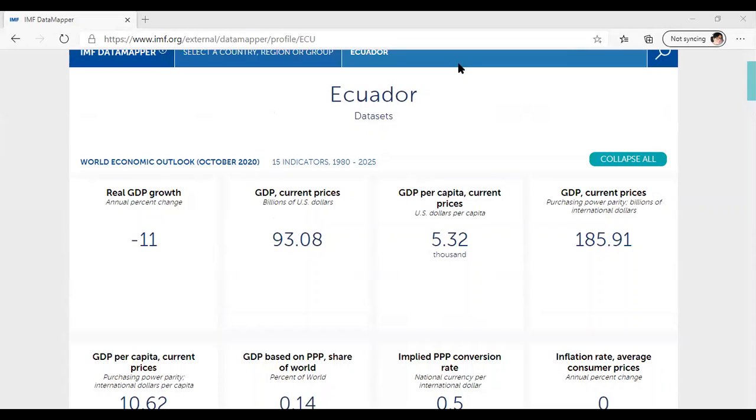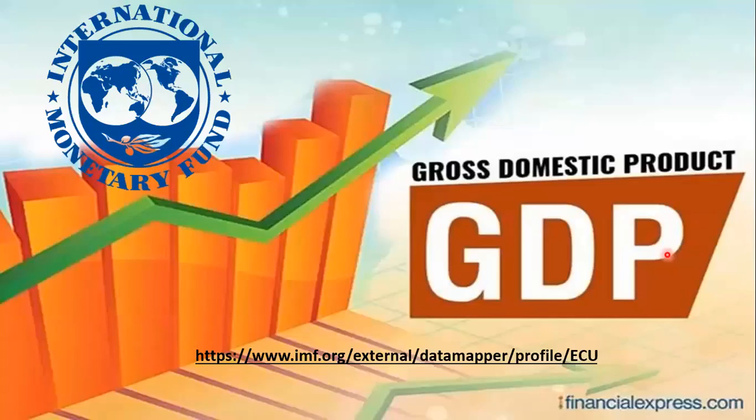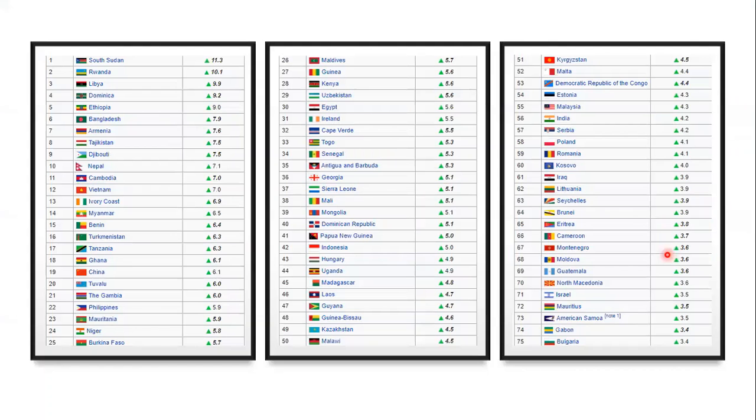Okay, so to finish, this is the position of the countries according to their GDP. So let's check which country is number one in production. South Sudan. Can you believe it? You probably expected to read United States or China or Russia, but no, it's not. It's South Sudan. So I dare you to find Ecuador here somewhere.